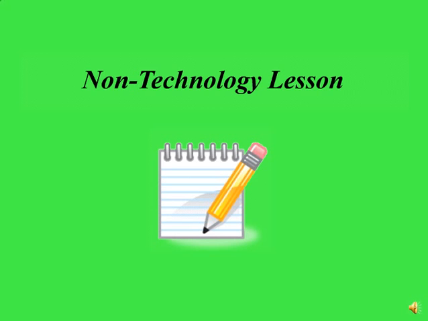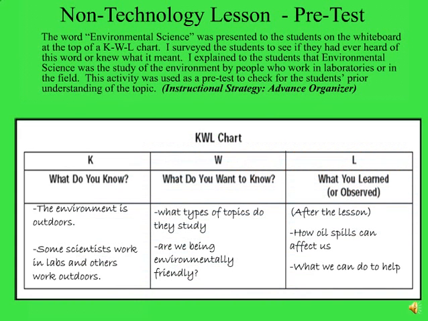First, we have the non-technology lesson. The word environmental science was presented to the students on the whiteboard at the top of the KWL chart. I surveyed the students to see if they had ever heard of this word or knew what it meant. I explained to the students that environmental science was the study of the environment by people who work in laboratories or in the field. This activity was used as a pre-test to check for the students' prior understanding of the topic. The instructional strategy that was used was Advanced Organizer.